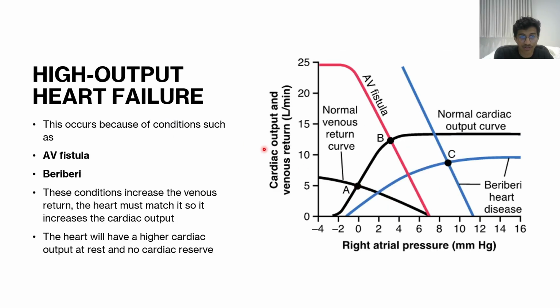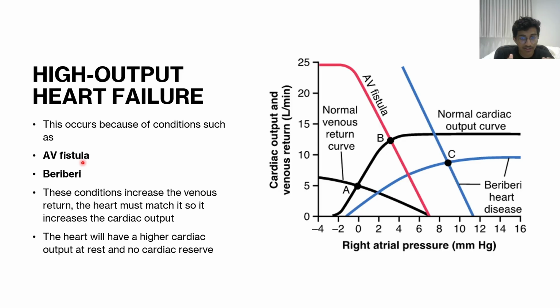Now, let's move into a different example. We've been talking about low output heart failure. Now, let's talk about high output heart failure. It occurs as a result of these two conditions. There can be more conditions, but these are the most common. AV fistula, which is an arteriovenous shunt, which is basically we connect an artery to a vein.